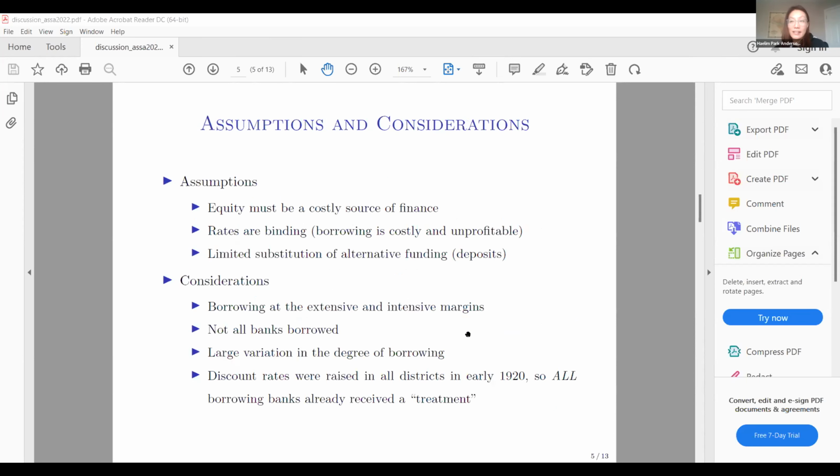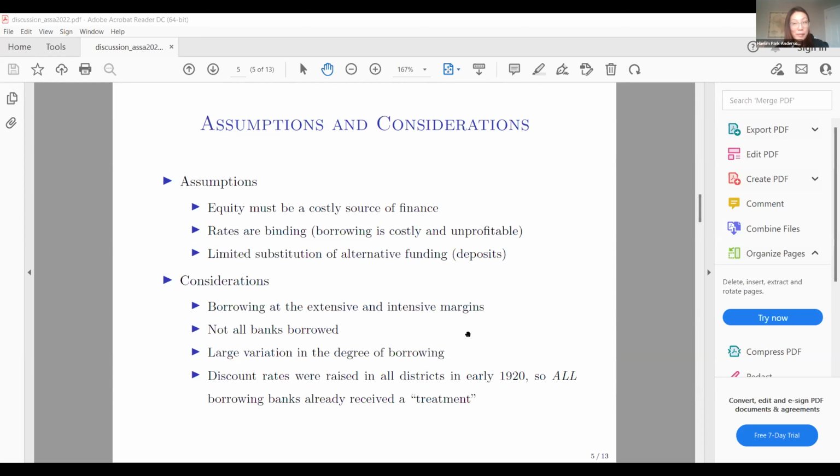Here, I think it's important for us to understand the assumptions. The assumption is that when these Fed policies are implemented, it's on the liability side, reported as short-term borrowing, and then it's rediscount. Since you are essentially trying to shrink short-term borrowing, your assumption is that banks cannot increase equity, so equity is not an alternative source of finance. And then your assumption is that rates are binding, so any additional borrowing is not profitable enough for them.